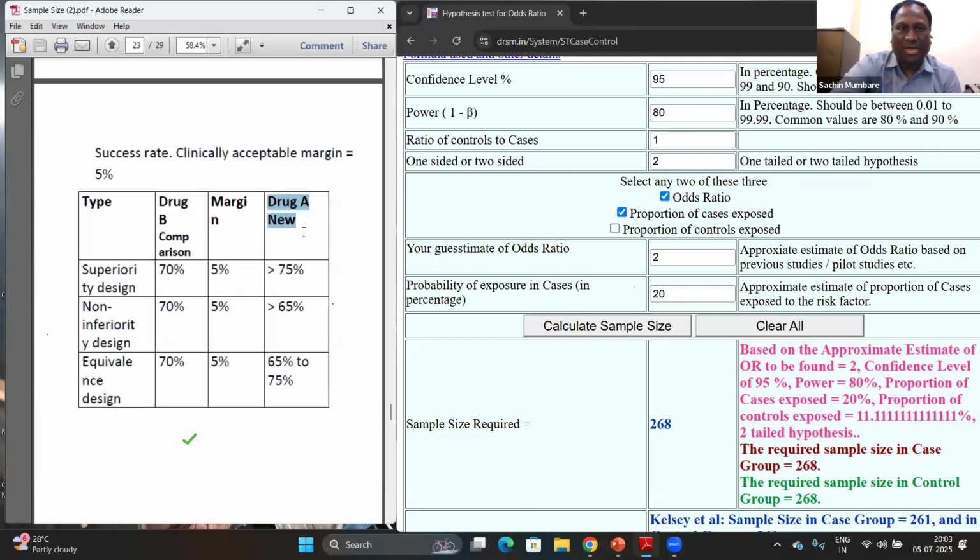Drug A will be called non-inferior if and only if its success rate is more than 65%. And it will be called equivalent if it is within 5% on either side, that is, 65% to 75%. I think I'm clear in this.